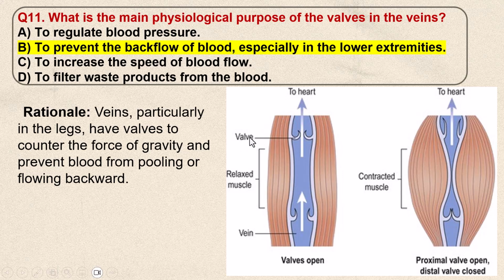You can see the veins have the valves. It allows the flow of blood on one side. Veins, particularly in the legs, have the valves to counter the force of gravity and prevent blood from pooling or flowing backward.